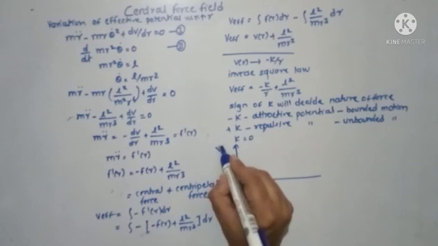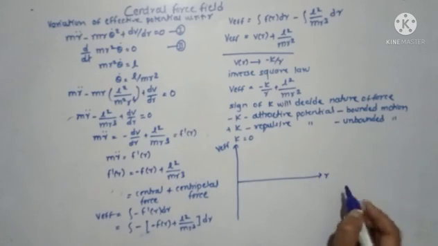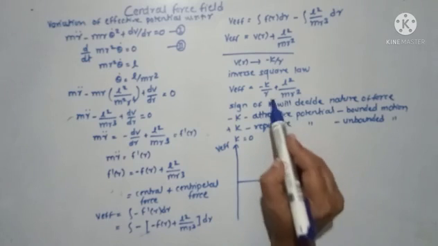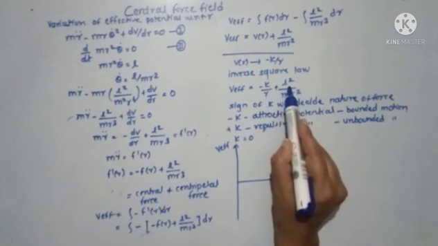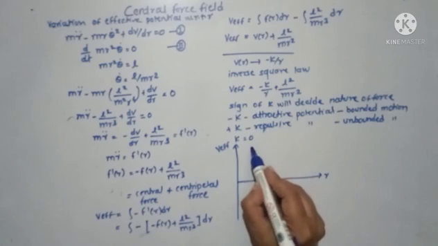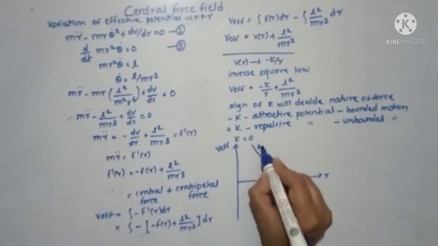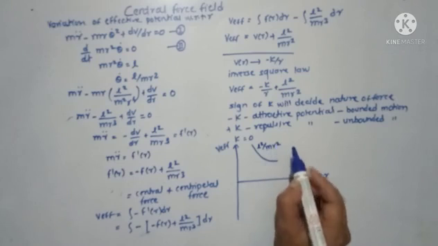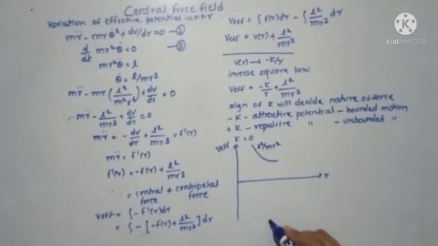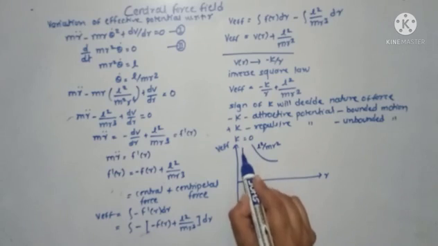So this is V effective, and this is R. We know that V effective is the addition of minus k by r and L square upon m r square. This L square upon m r square is an exponentially decaying function, and I can draw it like this. And minus k by r is an increasing function like this. If I take the effective potential of these two, it will give me a graph like this.